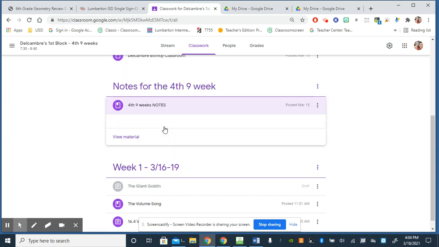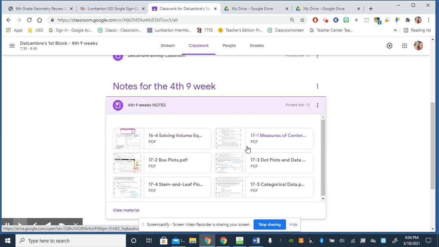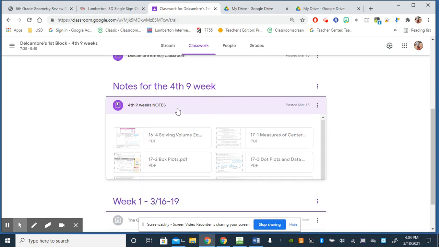I'm not printing them out for everybody because you only have 6 notes. We only have 6 groups that we need to go back through. So we're finishing up our geometry unit, and then we're starting into our data analysis. My favorite is all about the data. Okay, so that is our notes.